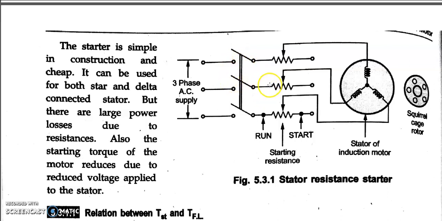Current will start flowing through these 3 windings. Again, it flows through the resistance. As we know, we have connected the rheostat over here, so current flows via resistance as well as R, as well as Y, as well as B. In all the 3 phases, currents will flow via resistances. So that is the reason why the initial current is limited.